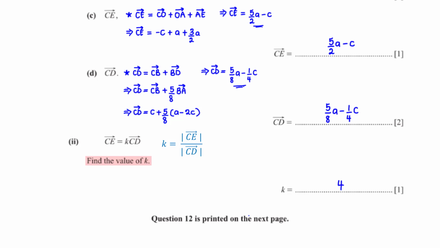value of K. That will be a long process for 1 mark, so the shortcut is to simply divide the coefficients of A or C in both vectors. So if we pick the coefficients of A, 5 over 2 divided by 5 over 8 gives us 4.